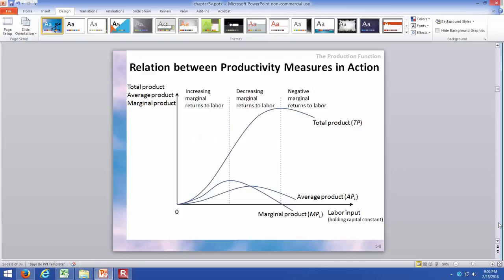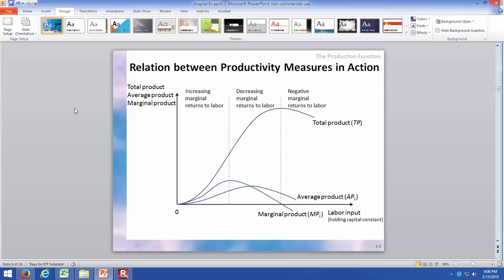So here we have the relation between productivity measures in action. What we are saying is that initially, as we increase the labor, the output is going to increase, and after a certain point, it's not going to increase as much. The change in the output for a given change in labor starts going down. It's not negative, but it is not as much as before, and after some time, increasing the labor more is not going to help. So there we will have negative marginal returns to labor.